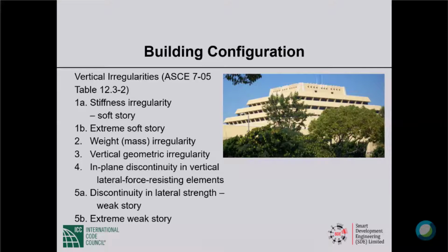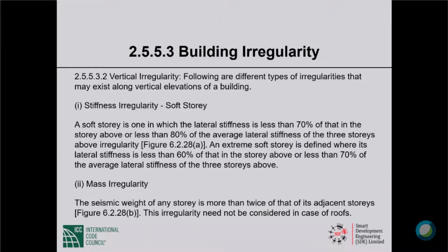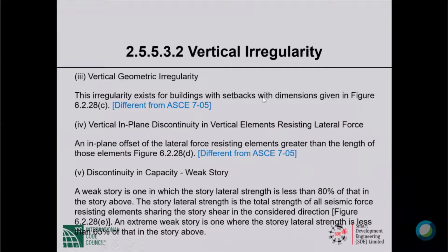Okay. Now, along the way, the soft story irregularity was split into 2 parts, soft story and extreme soft story. And similarly, weak story irregularity also was split into weak story and extreme weak story. The definitions are given also in 2553. This is now 2553.2, vertical irregularity. The soft story definition is the same as in ASCE 7-05. The mass irregularity definition is the same as in ASCE 7-05.